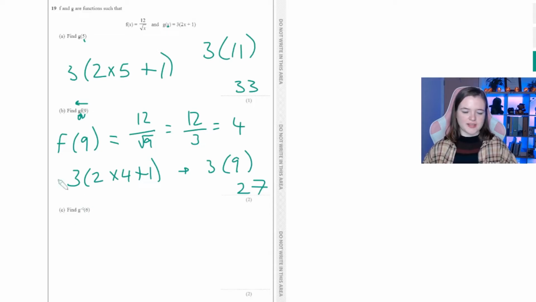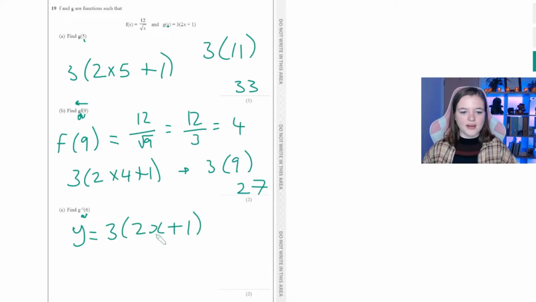Inverse g of 6. So in order to do this, we want to put 6 into the inverse of g. So for that, we need to find the inverse first. To find the inverse, you want to swap everything around. What I normally do is, instead of doing g of x, which is a bit more awkward, change it to y. We're used to y. We like y. y is equal to 3 lots of 2x plus 1.